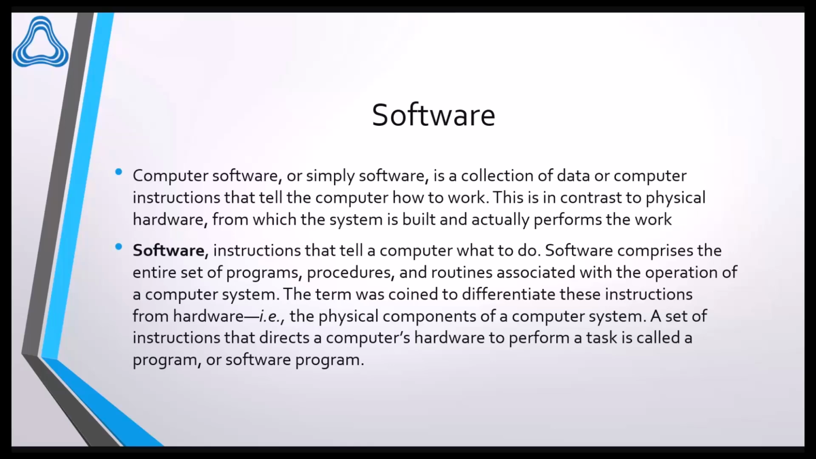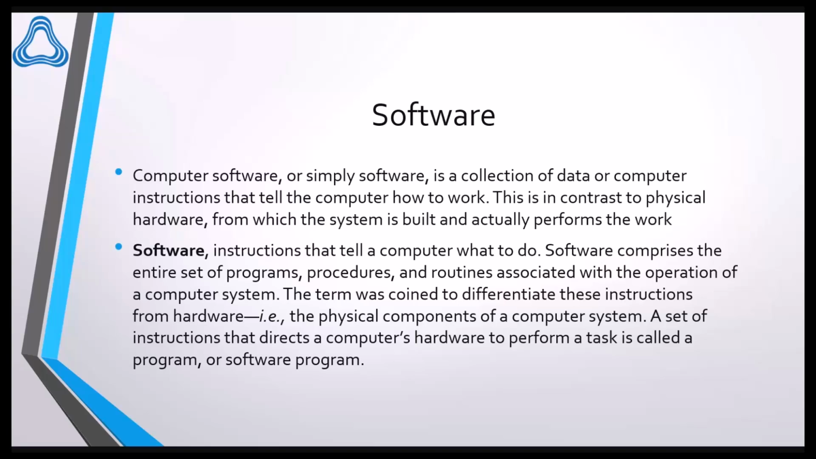Now, software, that is the instructions that tell the computer. We are saying software are the instructions which tell the computer what to do. Software comprises the entire set of programs, procedures, and routines associated with the operation of a computer system. And the term was coined to differentiate these instructions from the hardware, that is the physical components of the computer system. A set of instructions which direct the computer's hardware to perform a specific task is called a program or software program.